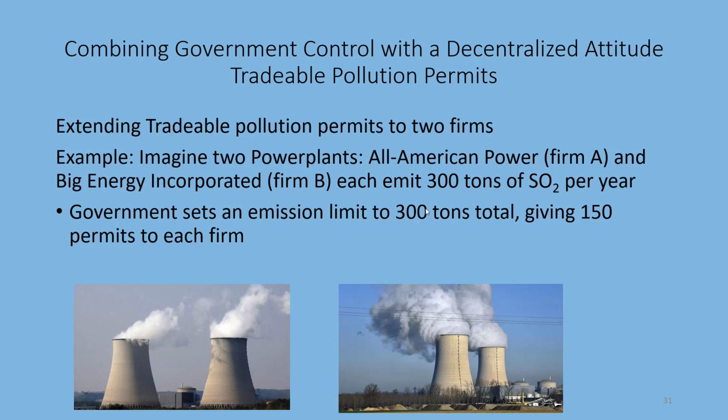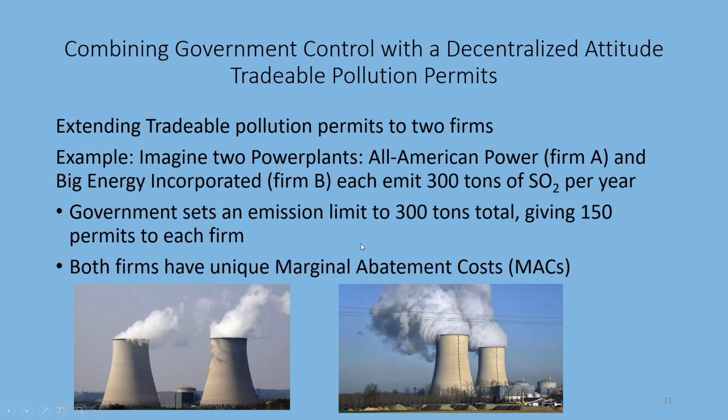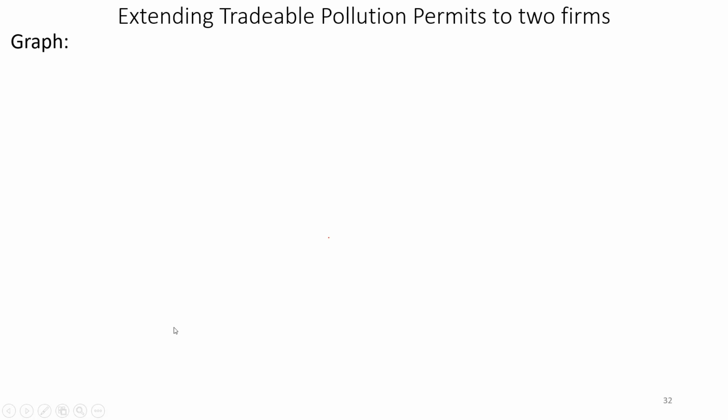We're going to set it to the optimal level of emissions that maybe we found in the last chapter. So we're going to set it equal to 300 tons total, and because there are two firms, you each get 150 permits. Each firm can pollute 150 tons into the atmosphere and still stay at that 300-ton limit. Now, I want you to assume that both firms are going to have a unique marginal abatement cost curve, or marginal abatement costs. So with that in mind, what is that going to look like on this particular graph? Let's check out that graph of extending tradable pollution permits across two firms.